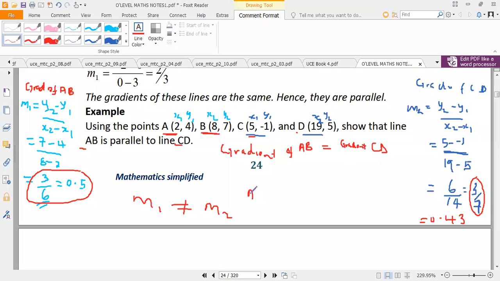That means that AB and CD are not parallel. So if we had got M1 being similar to M2, then we would conclude that the lines AB and CD are parallel. But since M1 and M2 are not equal, then those two lines are not parallel.